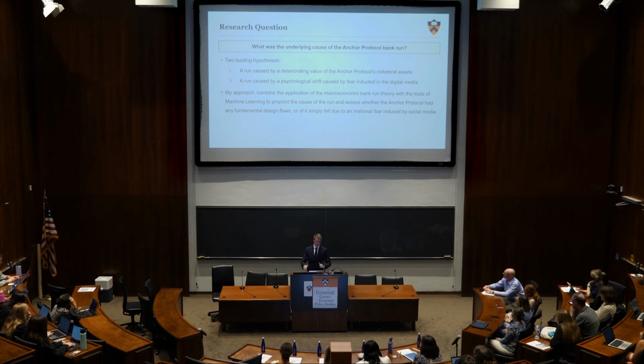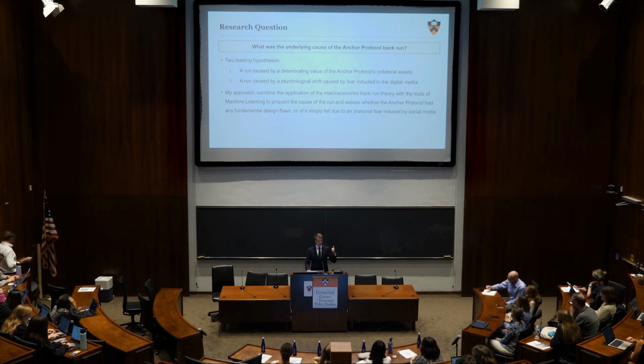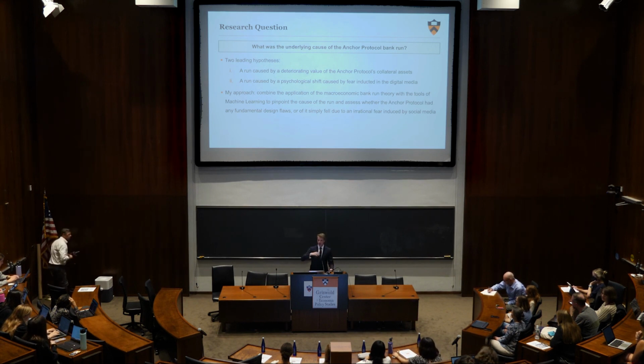I emailed my AI. I was very excited around the time. And I combined that model, some game theory, with the tools of machine learning to pinpoint the exact reason as to why the run on Anchor occurred. So the question was, was there a fundamental flaw, collateral-wise, or was there something about psychology that just caused this irrational fear to materialize and led people to withdraw the money from the protocol?